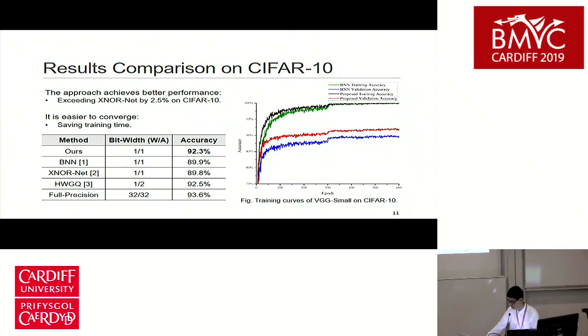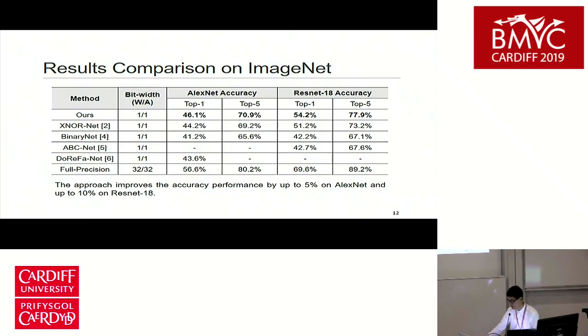And from the training curves, it can also be seen that our approach is easier to converge. That means we can save training time. And on the larger ImageNet dataset, the approach improves the accuracy by up to 5% on AlexNet and up to 10% on the ResNet-18 network.